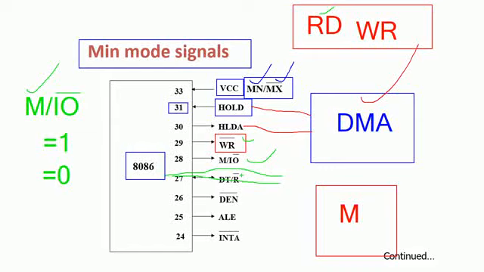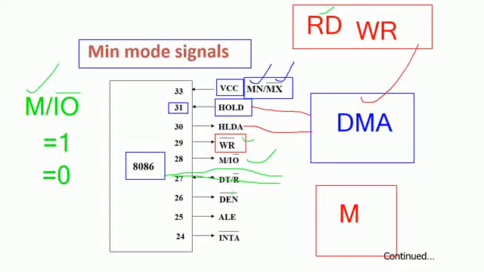So the DT/R bar is indicating the data direction on the data bus, whether it is from the microprocessor to the memory device or the IO device, or from the IO device or memory device into the microprocessor. In order to indicate the direction of the data flowing on the data bus, we are having the DT/R bar.